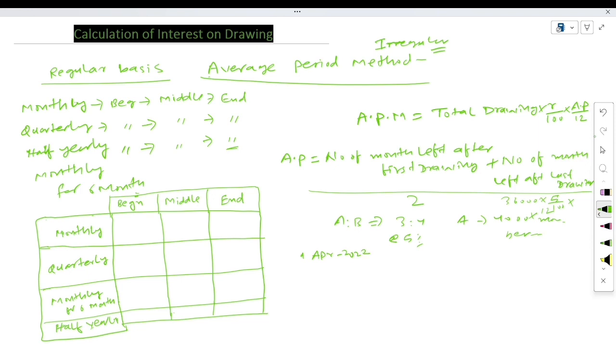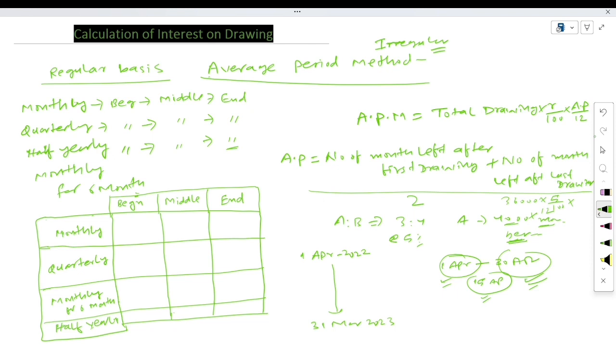2022, just for example, and your financial year will end on 31st March 2023. Here the partner is withdrawing the amount of rupees 4,000 per month. How? At the beginning of the month. Suppose you have April month, from 1st to 30 April. This is your month. Then which date will be the beginning? Your 1st April, this is the beginning of the month. 30th April, this is the end of the month. And what would be the middle of the month? 15th April, this would be the middle of the month.